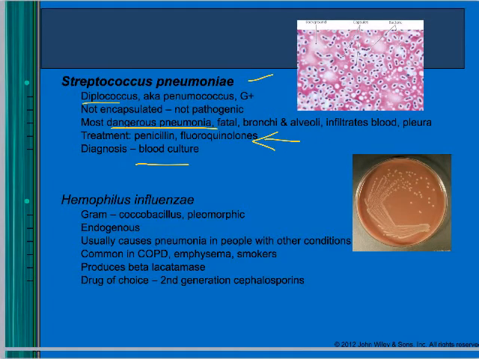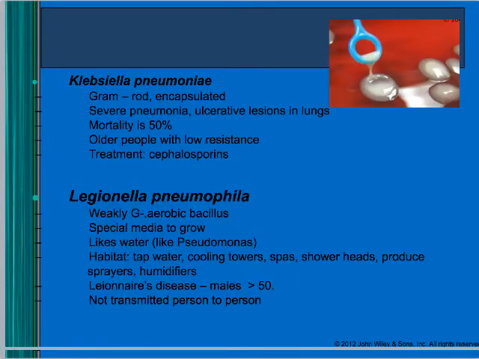Okay, another organism that could cause pneumonia is Haemophilus influenzae. Okay, so it's a coccobacillus. It's pleomorphic. It's found in your body. Okay, lots of times it causes problems in people that have other conditions. So they have COPD or emphysema, somebody that smokes. Okay, so that could be what's causing their pneumonia.